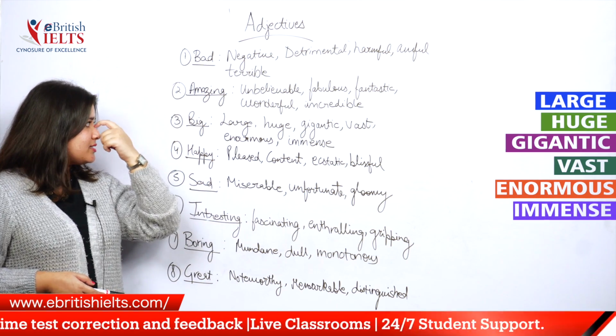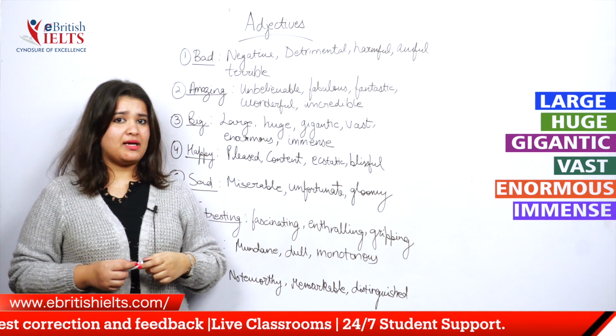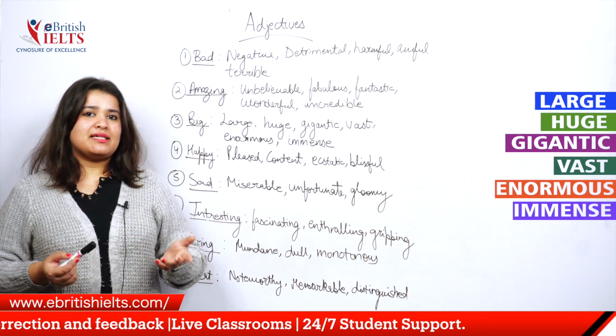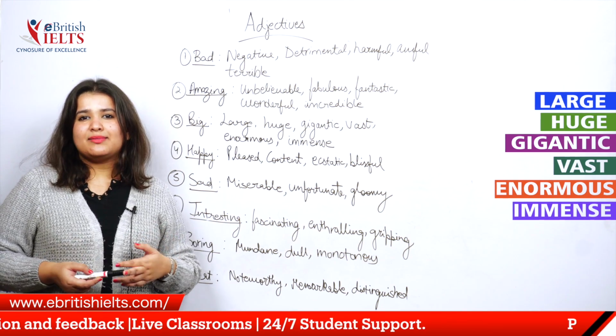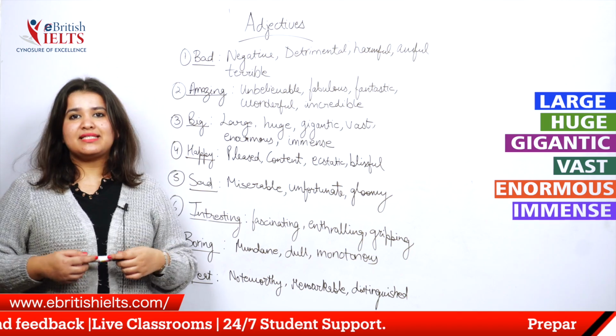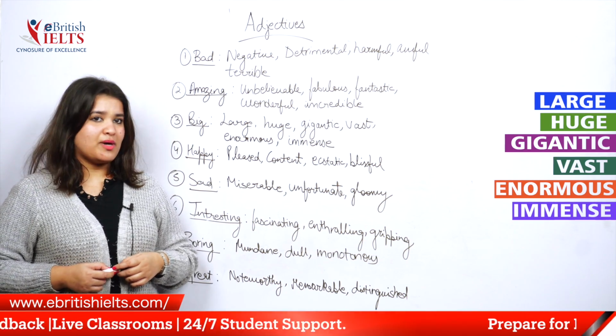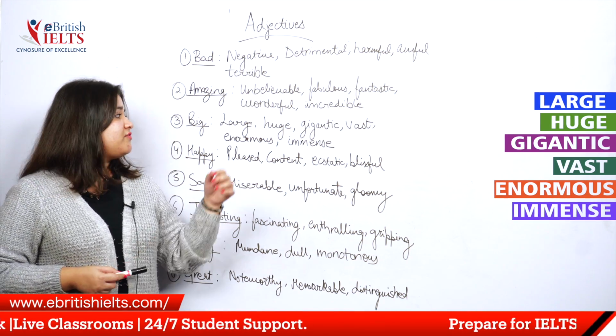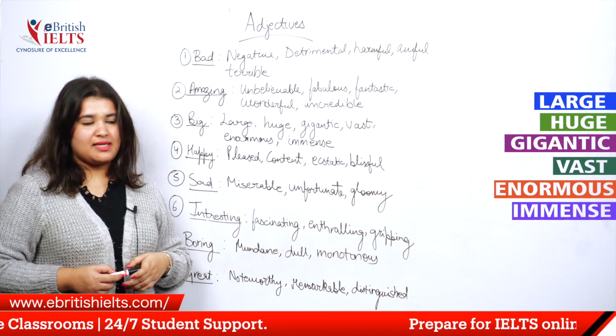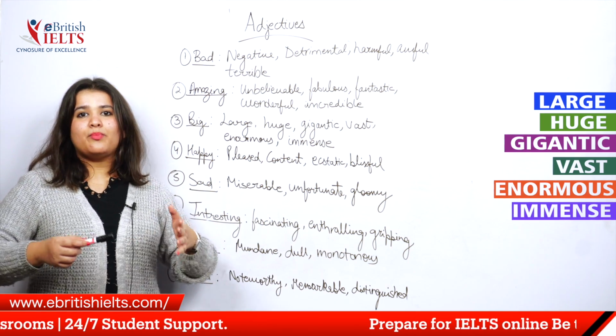How are we going to use it? I received a big amount of money. This is grammatically correct, but it doesn't sound as impressive. So here we can say, I received a large amount of money. I received an enormous amount of money. Or you can also say, I saw a big tree.